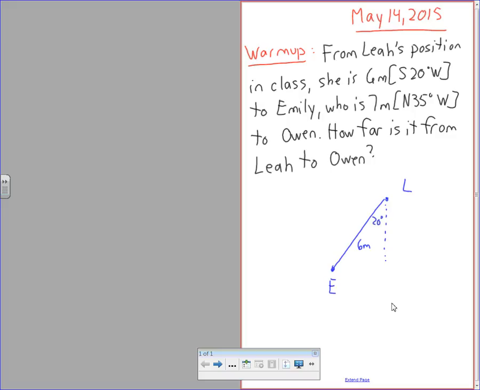Now I'm going to take a step back to make sure we're good there. Okay, so what happens is when you're going south 20 degrees west, that means you're facing south, and then you're going to spin 20 degrees to the west.